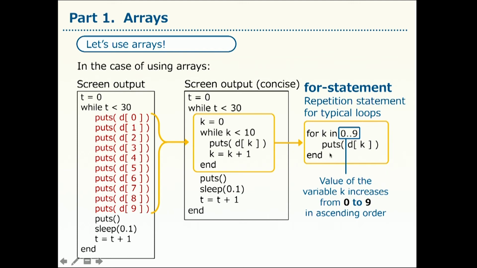When using a while loop, we had to explicitly write a statement to increase the value of k by 1. But this for statement does it automatically. So it's very convenient for a structured loop. Especially with arrays, a for statement of this type is very convenient. Using an array like this allows us to do this classic loop over and over again. So it's very convenient.